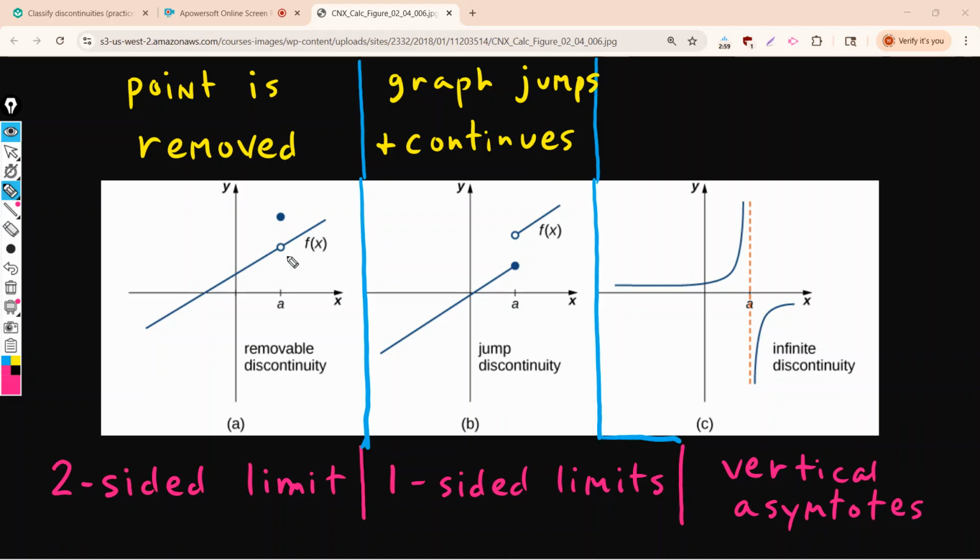And you can see on the graph right here, here's x equals a. If you approach a from the left or if you approach a from the right, it still approaches the same point from either side. So that's why I said that it's basically a two-sided limit. But the way I remember removable is that there's a point that's removed from the graph, but the line or the graph just continues as it were.